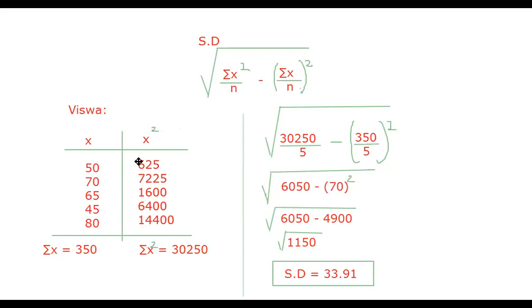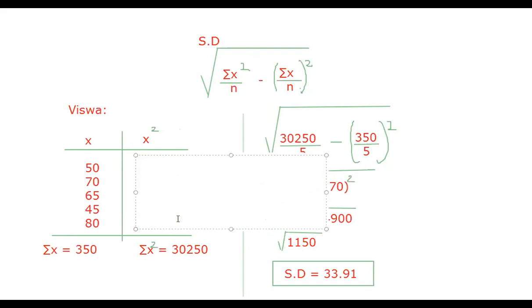Now we need to find x square values. 50 into 50, what is 50 into 50? That is 5 into 5, 25, then 2,500. Then 70 into 70, 7 into 7, 49, then double 0, 4,900. Then 65 into 65, that is 4,225. Then 45 into 45, 2,025. Then 80 into 80, 6,400. So these are our x square values.